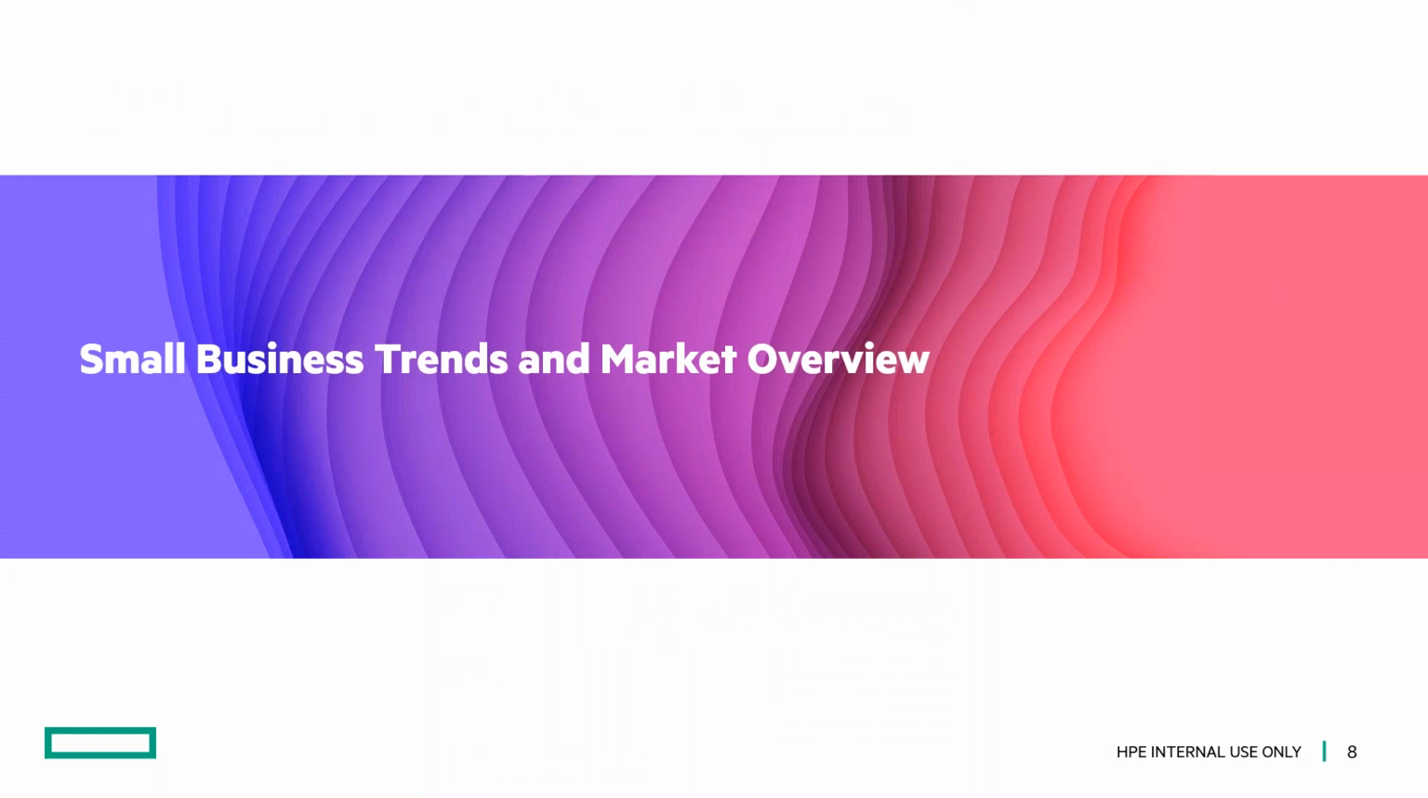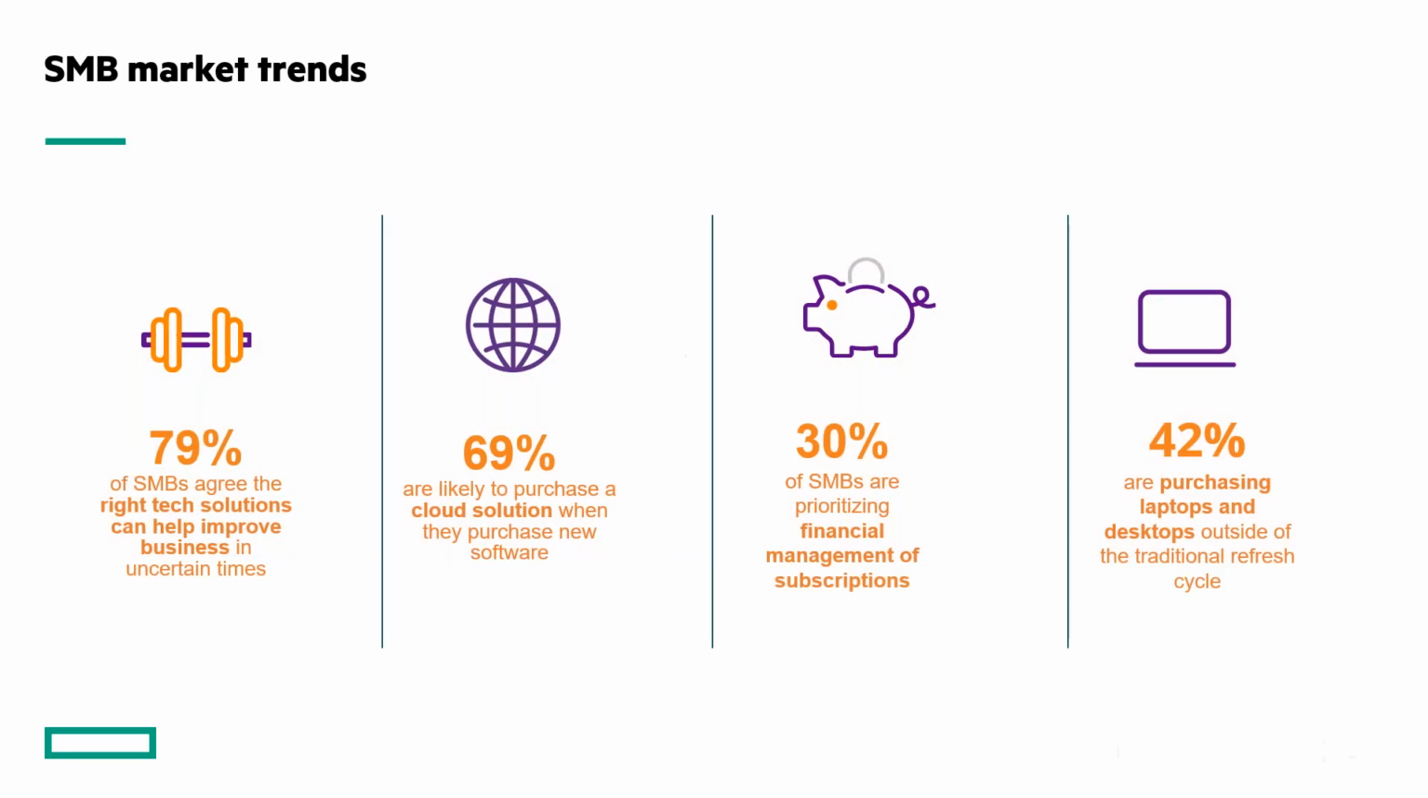So you guys know, I like to always talk about some of the small business trends and just provide a market overview. Talked about this one before. 79% of the SMBs agree that the right tech solutions can improve their business, particularly during uncertain times. Think back to the pandemic. A lot of SMBs really benefited from the opportunity to use some of the latest tech, and Instant On was a big part of that, especially with the work from home type of environment.